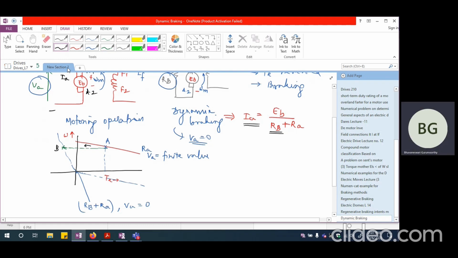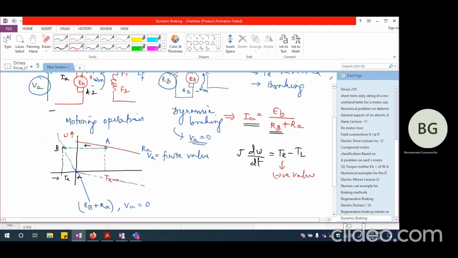And now, because it is developing a negative torque, you can see that this is the negative torque that it is developing. So the speed is going to come down because we have J d omega by dt equal to TE minus TL. Now TE is also a negative value, so I'm going to have a very rapid reduction in the speed. I would see that the speed comes down like this, along this. As the speed comes close to 0, the torque decreases tremendously.